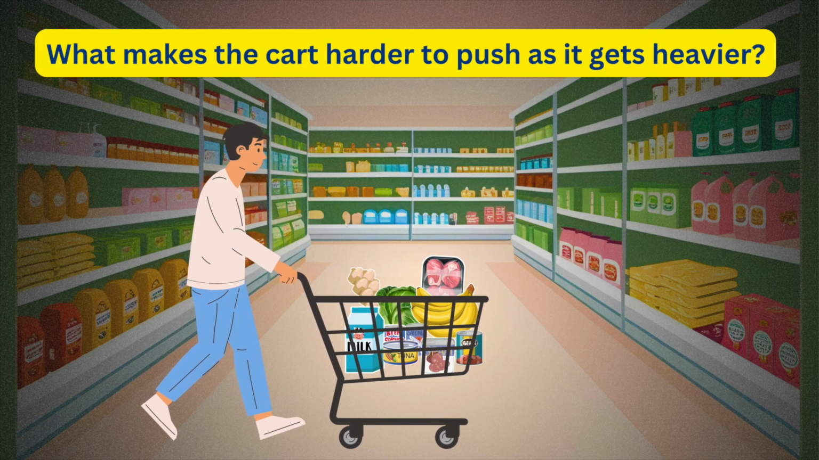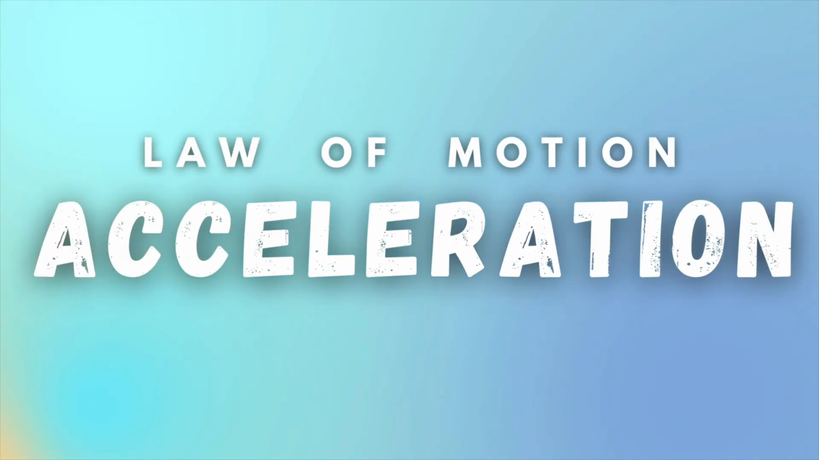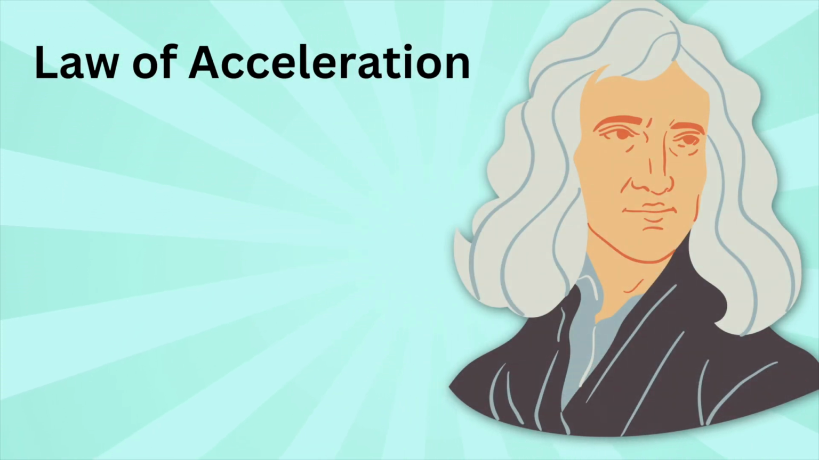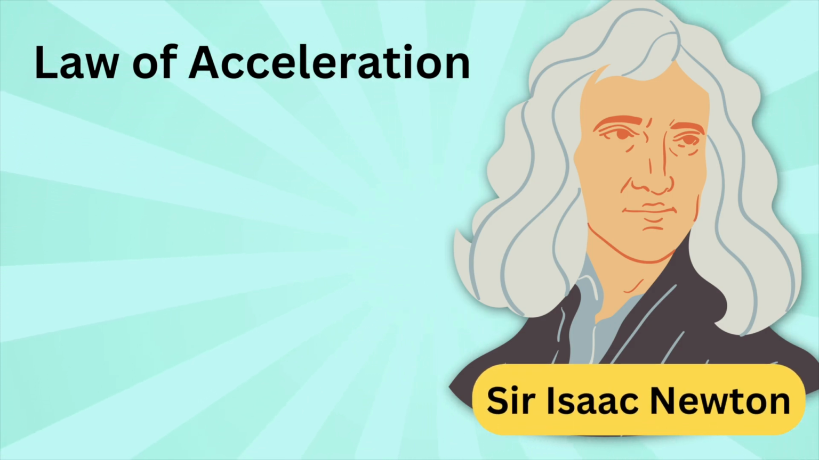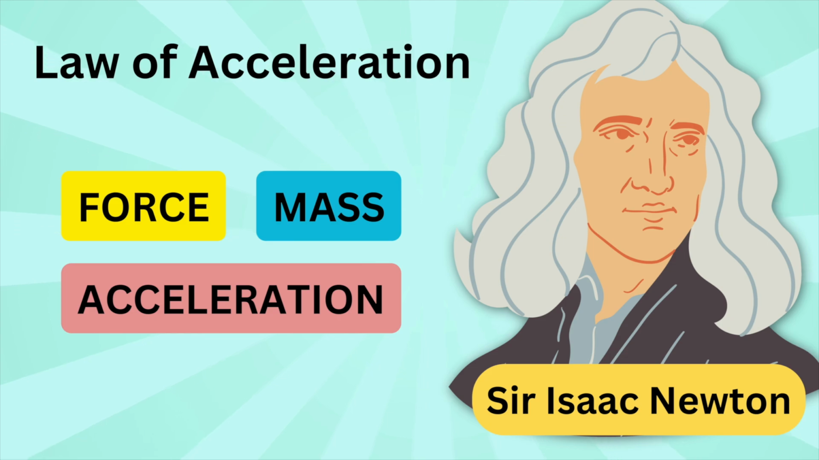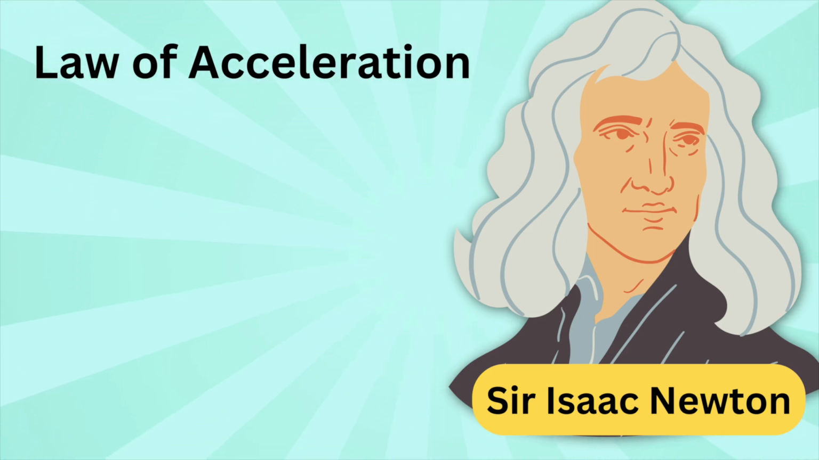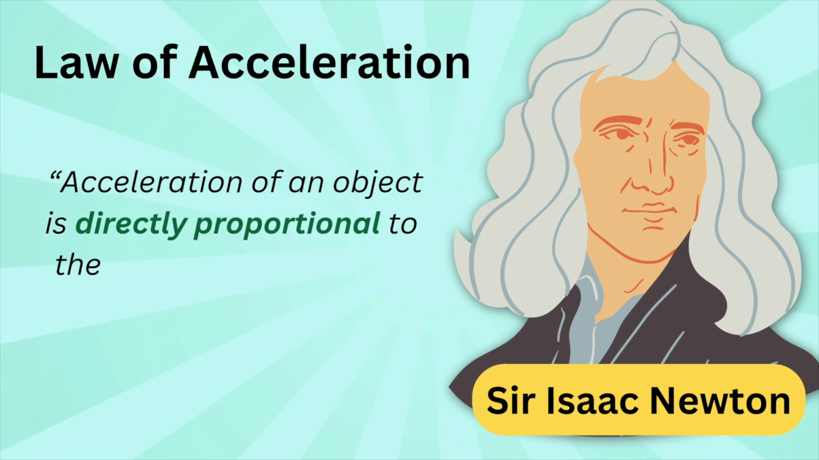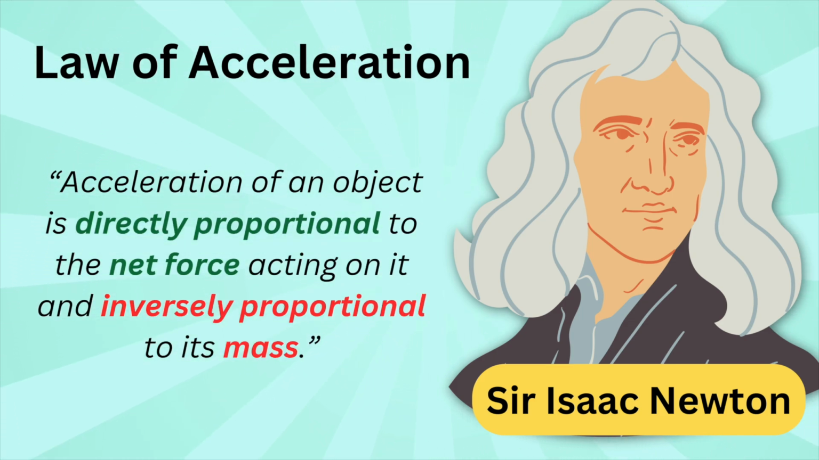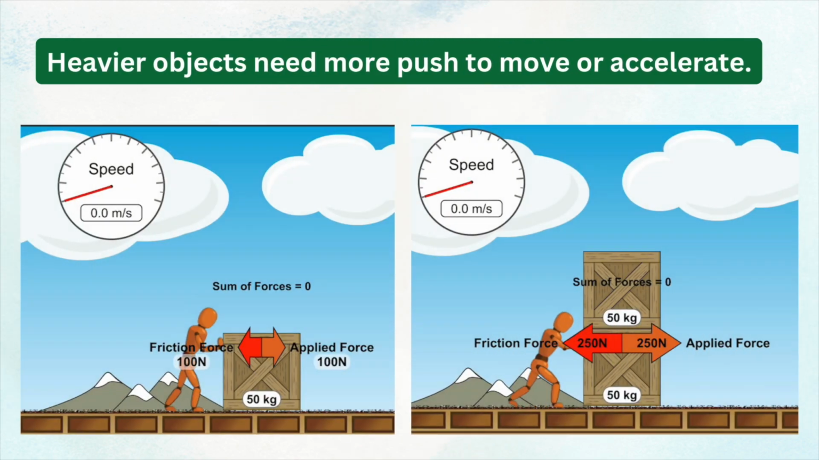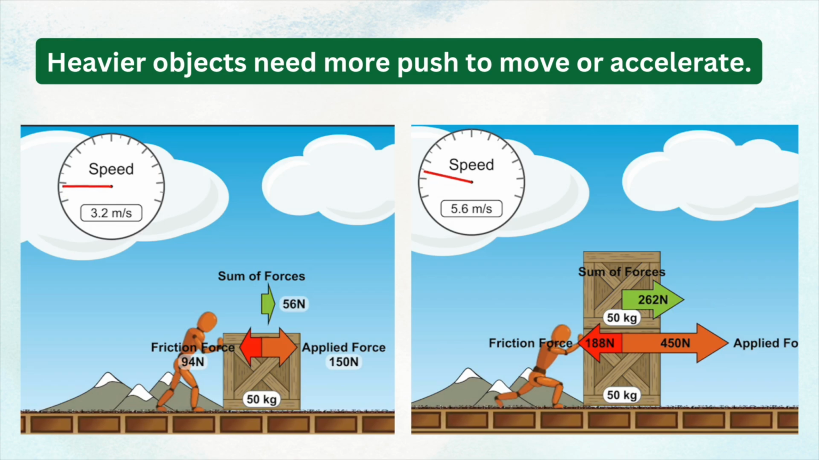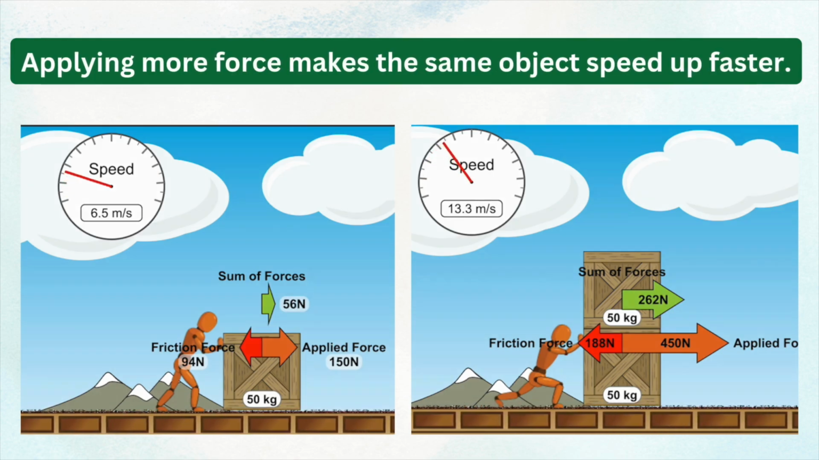To answer these questions, let's explore the law of acceleration. The second law of motion, formulated by Sir Isaac Newton, describes how force, mass, and acceleration are related. It states that the acceleration of an object is directly proportional to the net force acting on it, and inversely proportional to its mass. In simple terms, the more massive an object is, the more force is required to accelerate it. Likewise, the more acceleration you want, the greater the force needed.